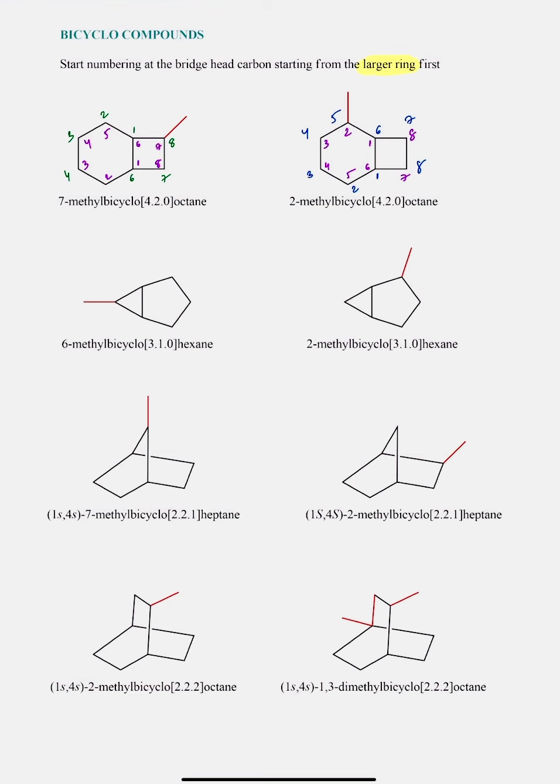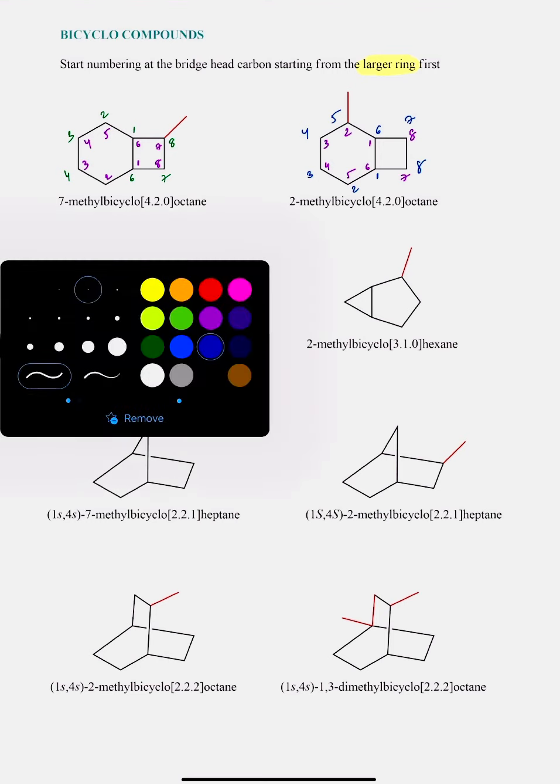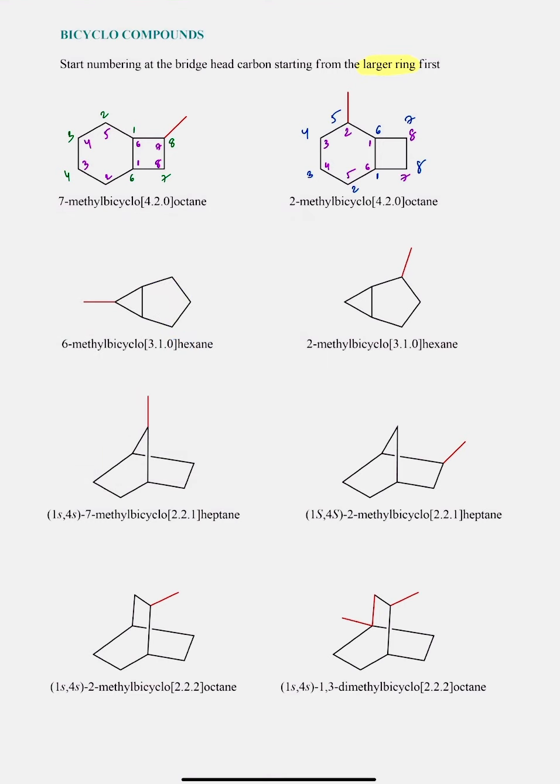What about the next structure? I start at one of the bridgehead carbons, say I do it with blue. So I start here, 1. I come around the larger ring first. I finish the numbering on the larger ring, and then I come to the smaller ring. So I got the substituent at carbon 6. Let me do an alternative numbering. I start at the bottom and I finish, and I still get the substituent at carbon 6. So either way, the name is 6-methylbicyclo[3.1.0]hexane.